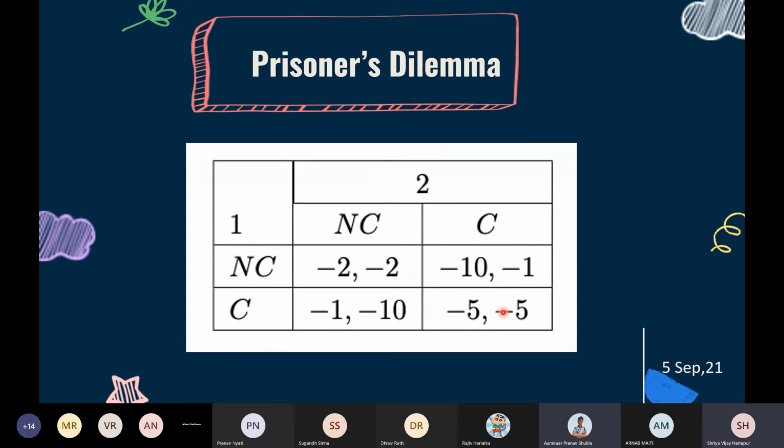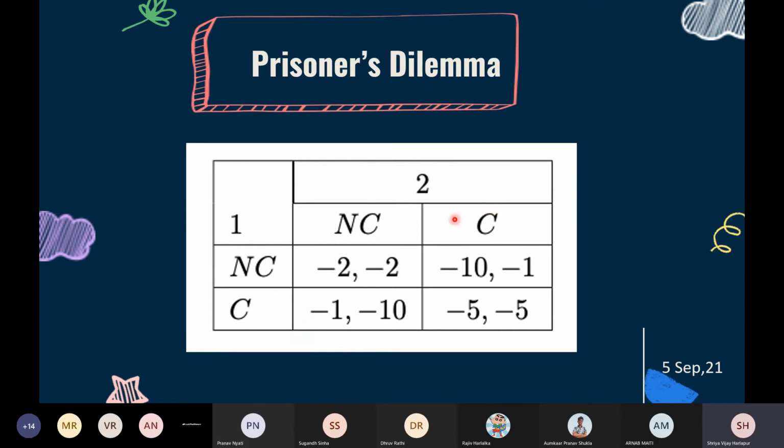Exactly. So what we're going to do is fix whatever player 2 is going to do and consider what options player 1 has left. So suppose we fix that player 2 has not confessed, right? So his utilities become irrelevant here. What we're going to look at is player 1's options. Player 1 has either -2 utility or -1 utility. So if player 2 doesn't confess, player 1 has more utility by confessing. So in this case, player 1 will want to confess.